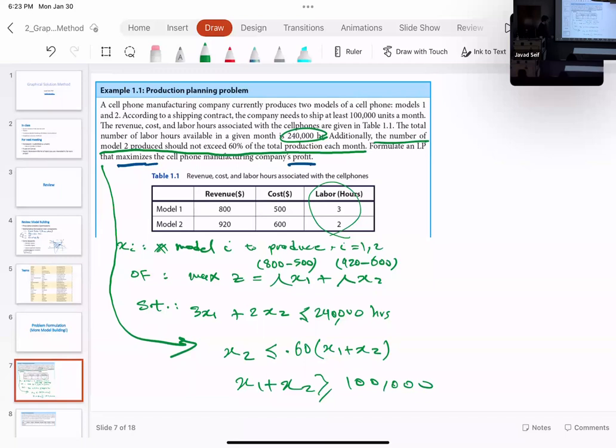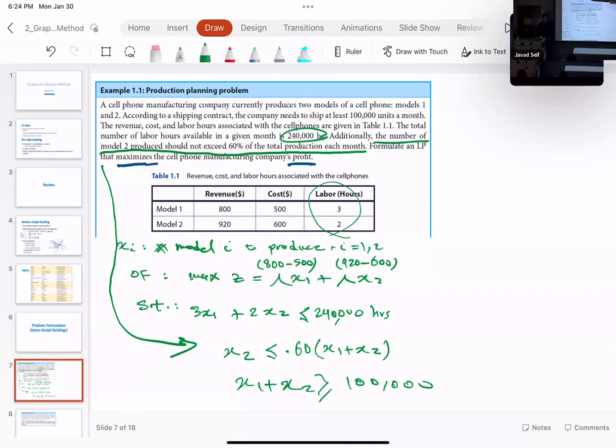So what do you think? Because it is at least, so we cannot. Maybe we produce more. We can produce more. Maybe, yeah, if that's the minimum, maybe what we end up producing is more than that. What if it's the maximum? What if the problem is that you should not produce more than 100,000? How about that?